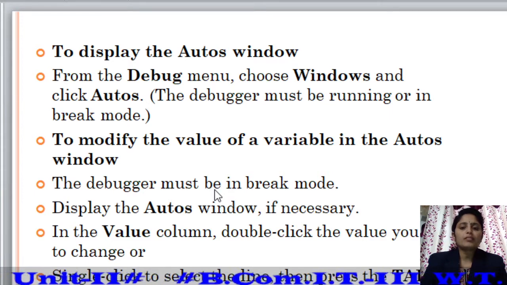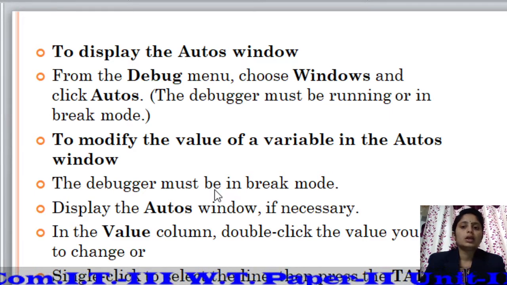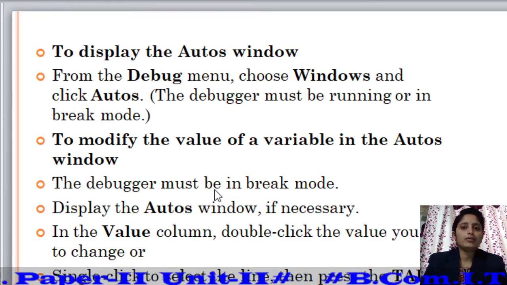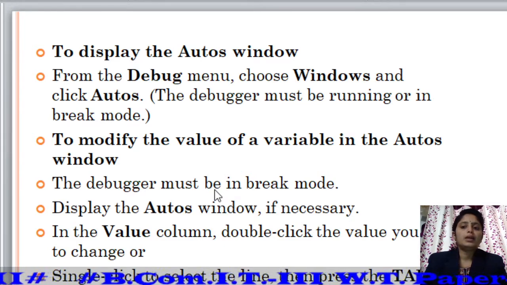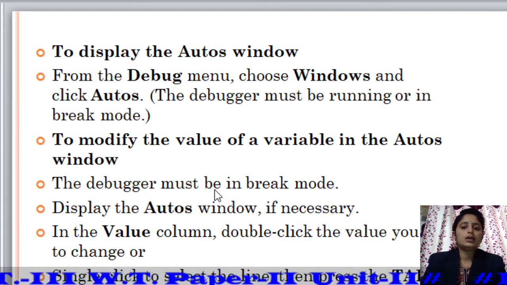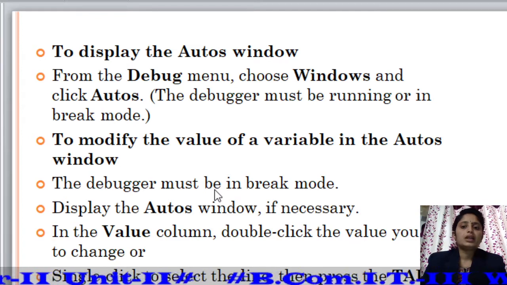To modify the value of a variable in the Autos window, the debugger must be in break mode. Display the Autos window if necessary. In the value column, double click the value you want to change, or single click to select the line, then press the tab key. Type the new value and press Enter.